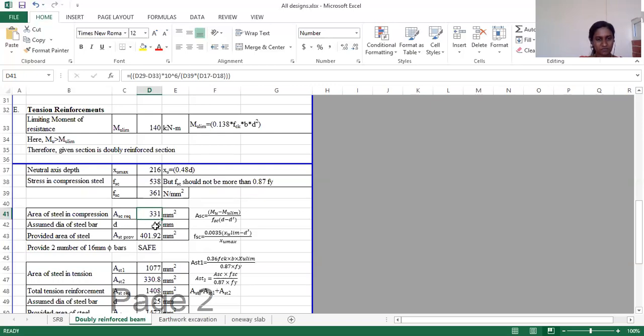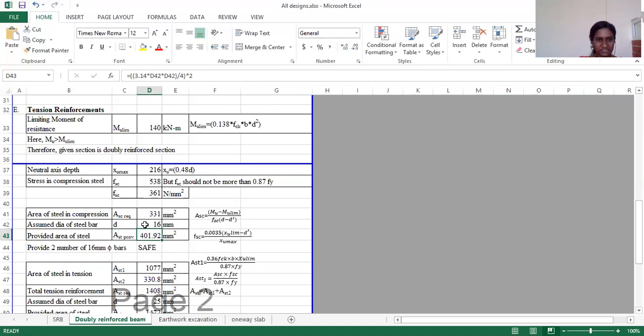Shall assume the diameter and then provide the steel. So I will assume 16 mm diameter and then I have calculated how much quantity of steel is required, means how many bars are required. What I will do is I will calculate the area. You know that pi d square by 4, pi is 3.14 into d.